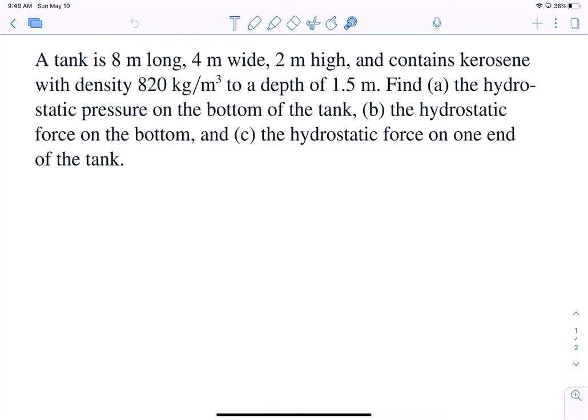Now that we have that under our belts, we're going to look at a tank that's 8 meters long, 4 meters wide, 2 meters high that contains kerosene. We're given the density is 820 kilograms per cubic meter, and that's in kilograms, so we're going to have to bring in 9.8. And the kerosene is filled up to a depth of 1.5 meters. We're asked for the hydrostatic pressure on the bottom, hydrostatic force on the bottom, and then the hydrostatic force on one end of the tank.